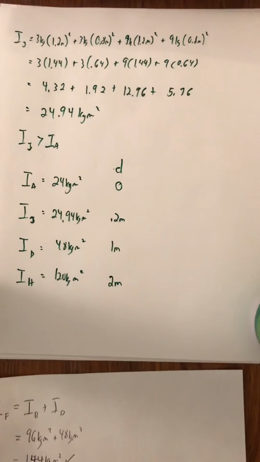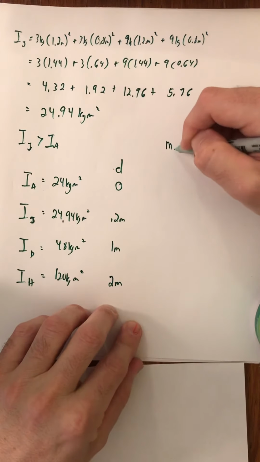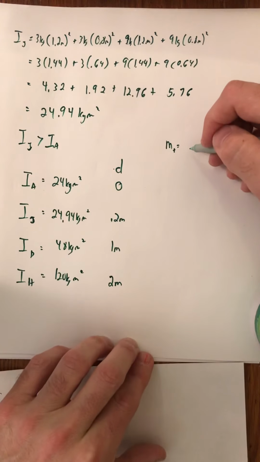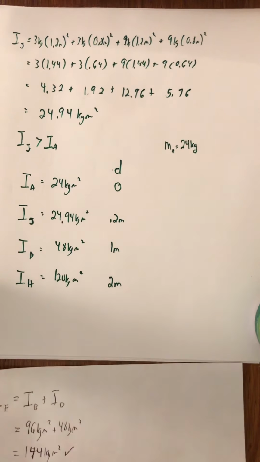All right, if you stopped the video and you tried to figure it out and you didn't get very far, or you got a little bit, let me give you a hint as well. The total mass of the system is going to be 3 plus 3 plus 9 plus 9, 24 kilograms. That's going to matter. Maybe stop now and figure it out.